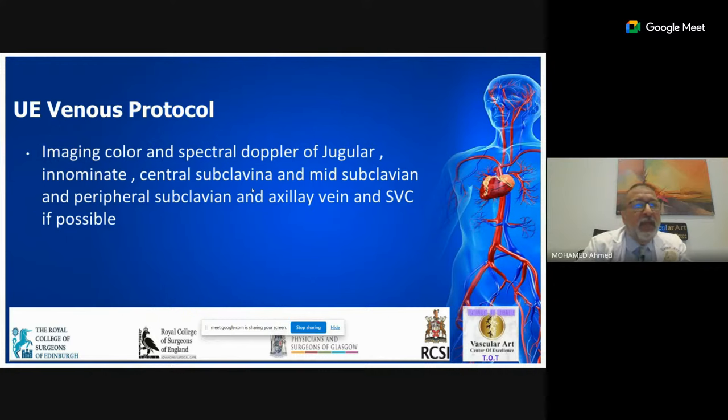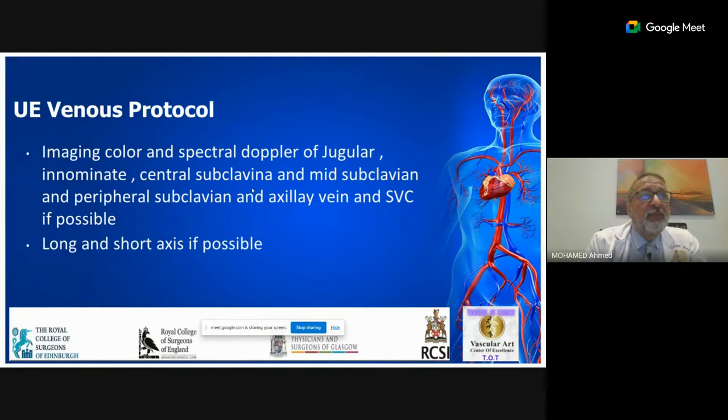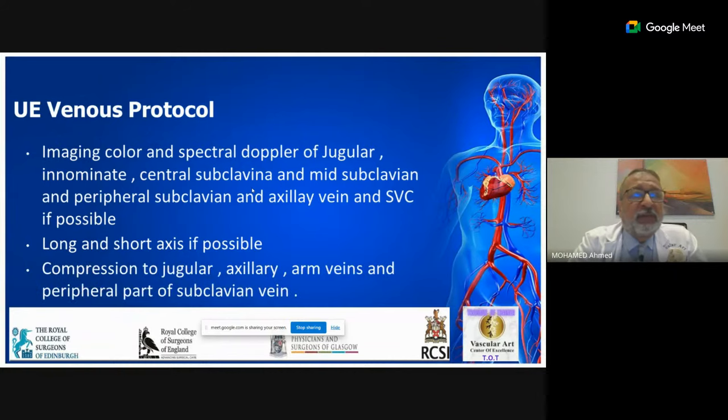So this is important. Again, we'll go to the protocol, which uses image and spectral Doppler. And here you will have to know the CVP waves, which are the A, C, V waves, the three waves, because here you are very near to the heart. So you always get the pulsation from the heart into the central venous wave, totally different from the common femoral vein. And this is the wave that you'd like to see. Long axis and short axis, if possible, you try to get both axes for the central vein, internal jugular and subclavian.